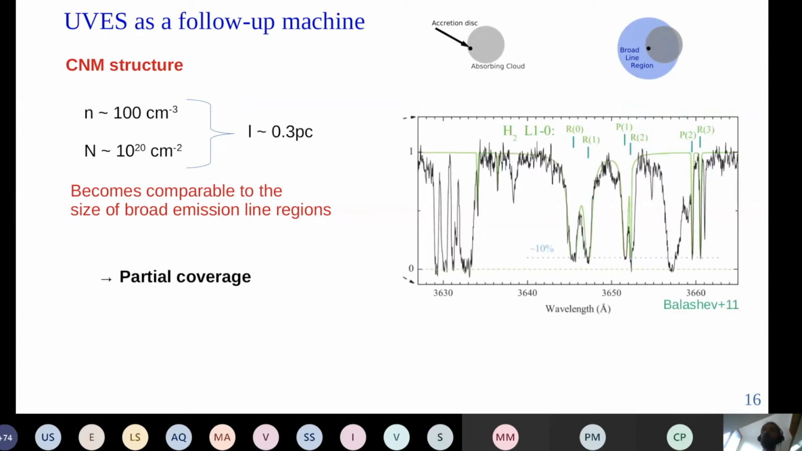And this has been observed. You can see here one example with H2. It's damped, so it should be saturated, but actually it doesn't reach zero. You have 10% of the light that still escapes. And this is not a calibration problem or anything else, since on both sides of this H2, you can see Lyman and other lines that perfectly reach zero. So it's really a physical effect.